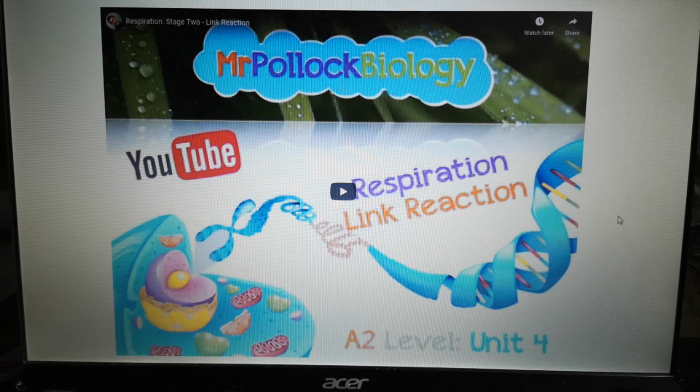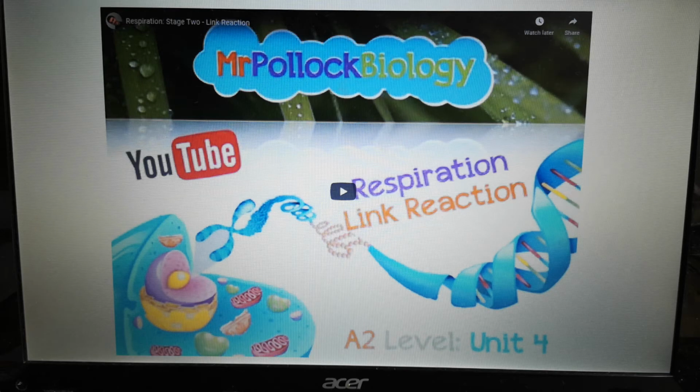I have also included Mr. Pollock Biology. He's talking about the link reaction, another slightly different animation, again, so you can see it from a slightly different point of view. Okay, so that's link reaction. Links glycolysis to the Krebs cycle.